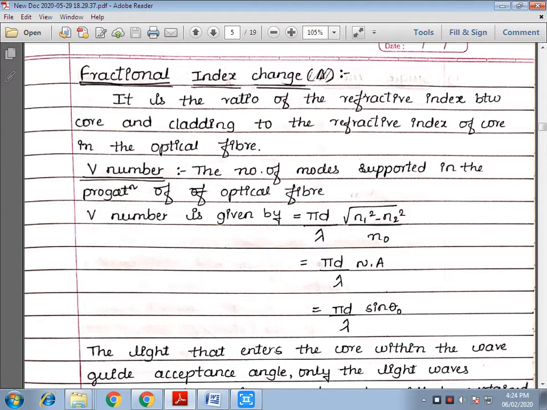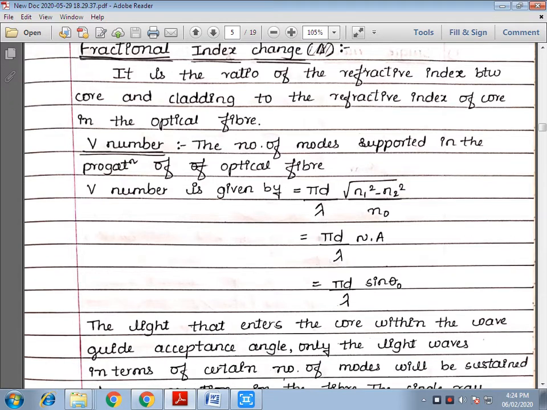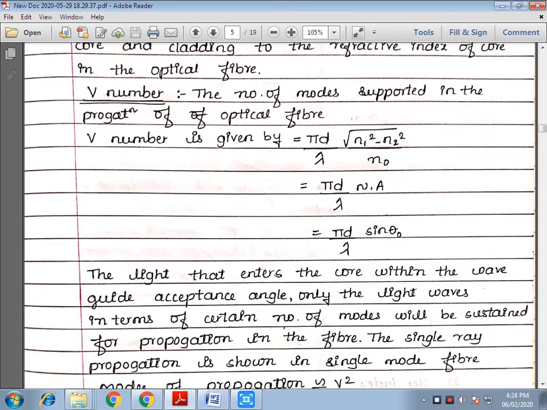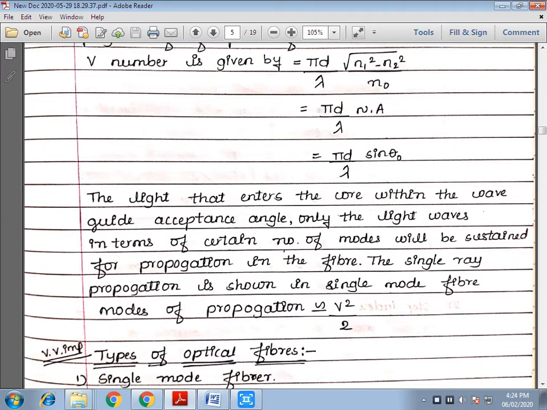V number is given by πd divided by λ into root of n1² − n2² divided by n0, which is πd/λ into n into A, which is the numerical aperture, which is πd/λ into sin θ0. The light that enters the core within the waveguide acceptance angle, only the light waves in terms of a certain number of modes will be sustained for the propagation in the optical fiber.